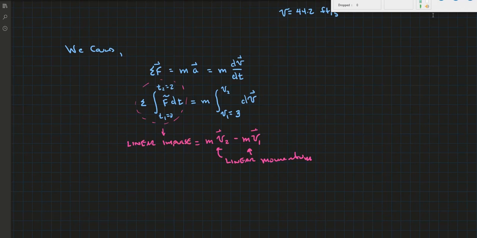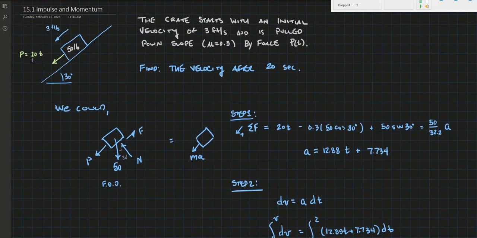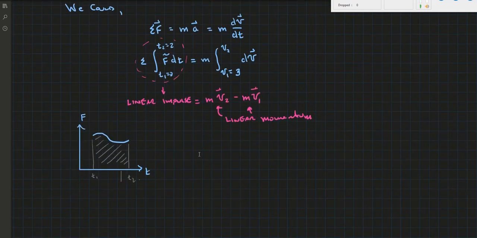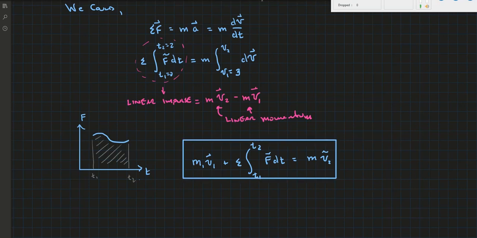So linear impulse is a force times time, essentially the area under a general force curve. In this case, our force equation is a linear equation in time, 20t. Rearranging these terms, we get something that looks like this, where the impulse is on the left with our initial momentum, and that equals our final momentum.